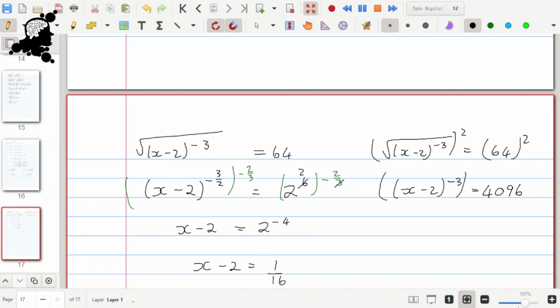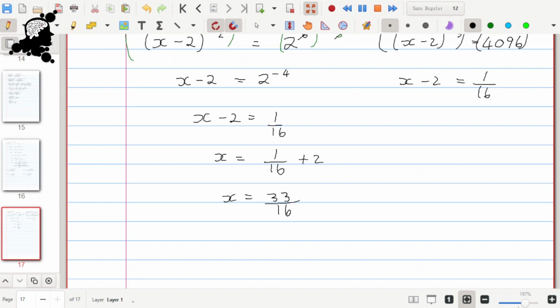Then you can raise this side to the power negative 1 over 3, raise this side to the power negative 1 over 3, so that we remain with x minus 2 is equal to, then 4096 raised to the power negative 1 over 3 is going to give us exactly the same thing we had, which is 1 over 16. You can then take the negative 2 to the other side. You remain with x is equal to 1 over 16 plus 2. And you still get your answer is 33 over 16 for the value of x. I hope that this made sense to you guys.